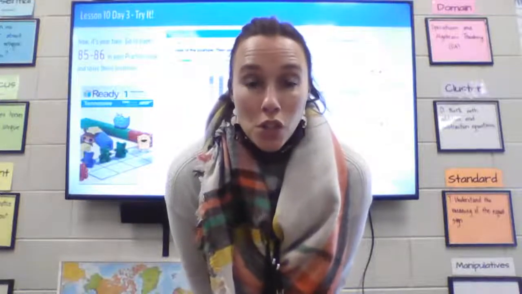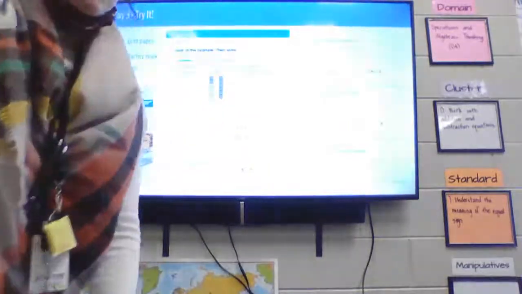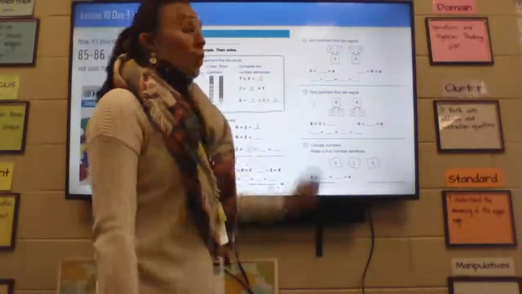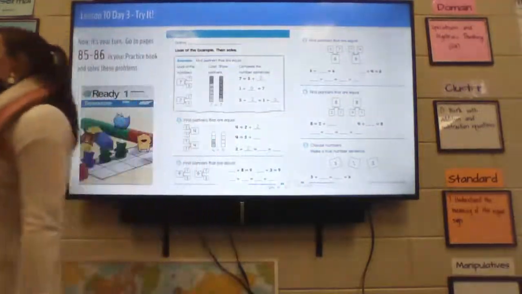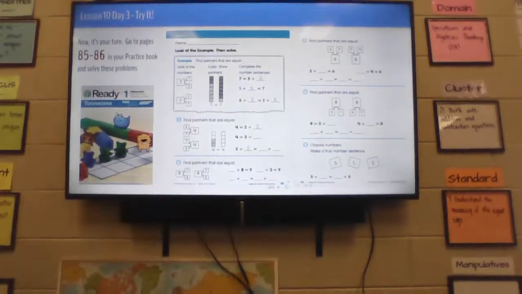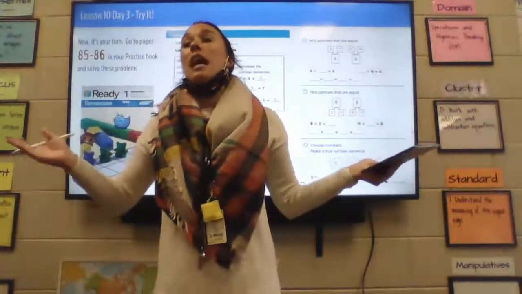Hey guys, we are going to start from where we left off yesterday. We had some friends that had a hard time with understanding what the equal sign means. So we're going to do the page together. So the first thing that I want us to remember, the equal sign means the same as.